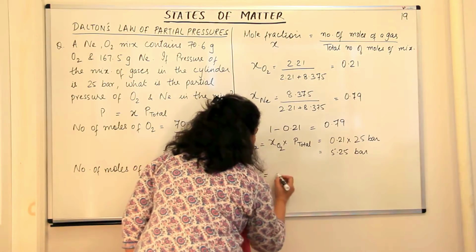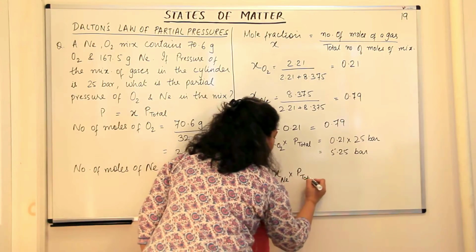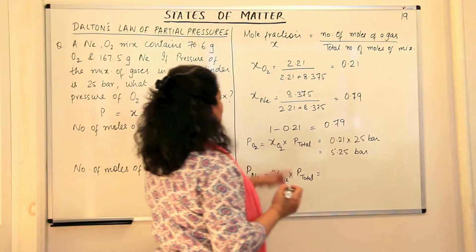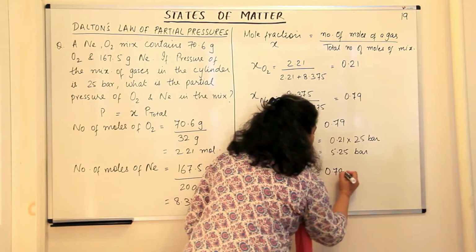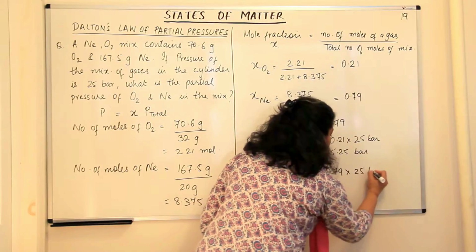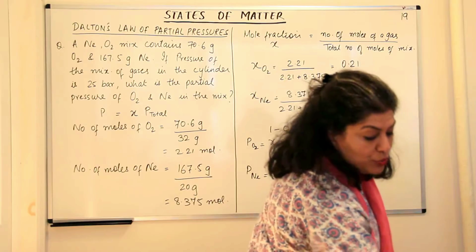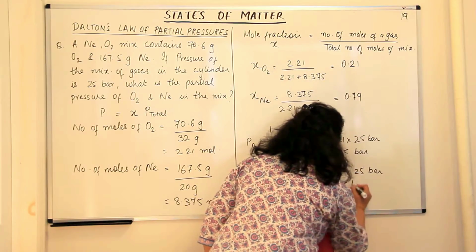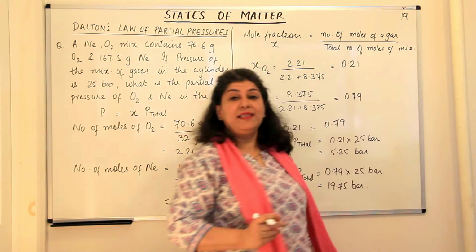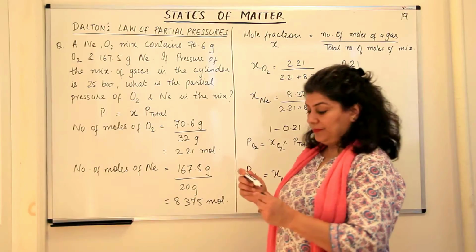It would be equal to the mole fraction of neon times the total pressure. So this would be equal to, what is the mole fraction of neon that we've calculated? It is 0.79 and P total is 25 bar. You'll get the partial pressure in bars, and when you calculate this, you get 19.75 bar. Right? So this is how you arrive at your answer.